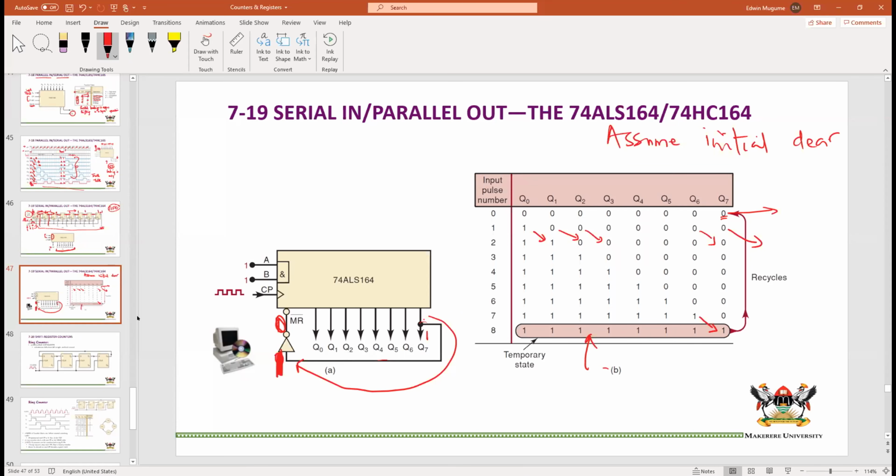So this is short-lived. What it means is that the master reset is an asynchronous function. You do not wait for the clock transition to master reset. That's why this is short-lived. It is just a temporary state.